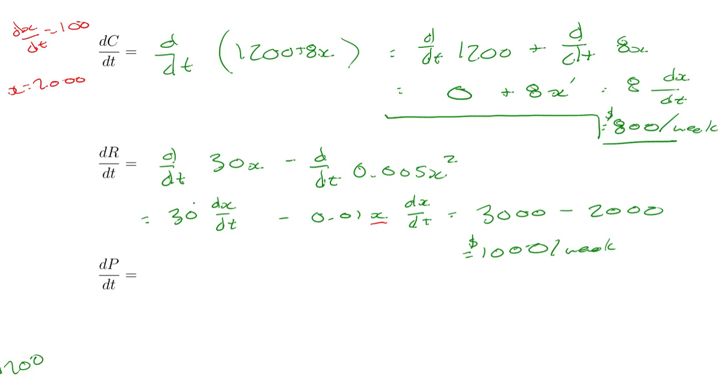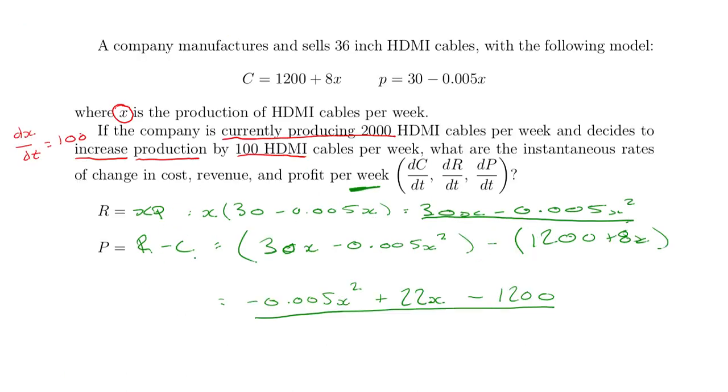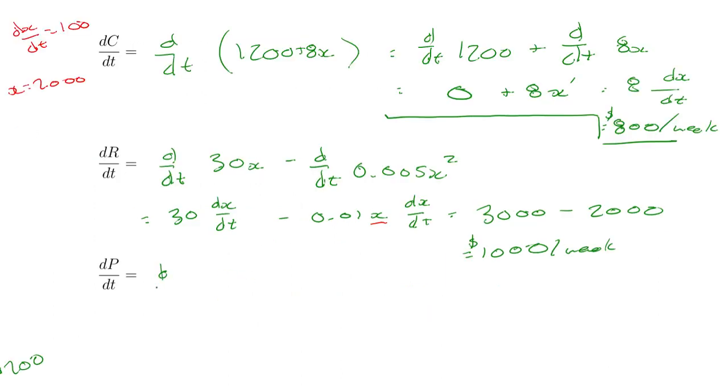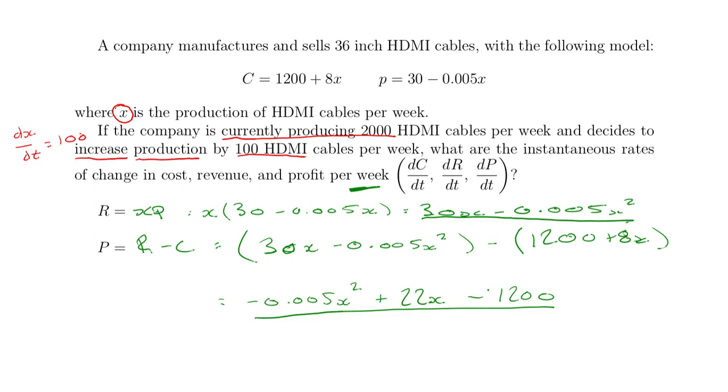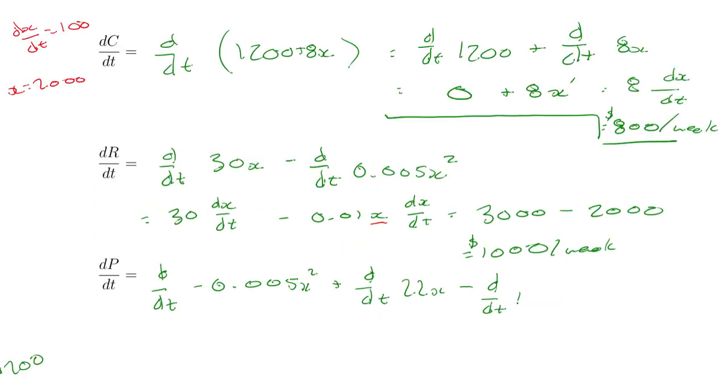But let's just find it anyways, just to get some more practice. Feel free to pause the video, go grab your profit function from before, take a derivative with regard to t, and make sure that it matches up with that 200. All right, let's see what we've got. Profit is, I'm going to have to flip back and forth a couple of times to remember this. I'm looking at the derivative of negative 0.005x squared plus the derivative of 22x minus the derivative of 1200.